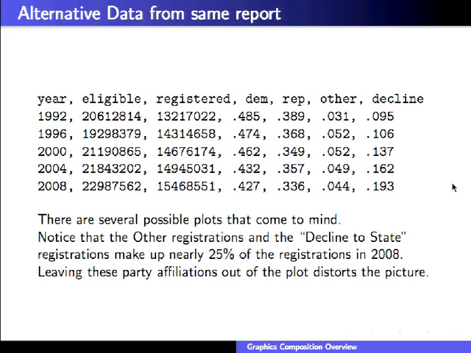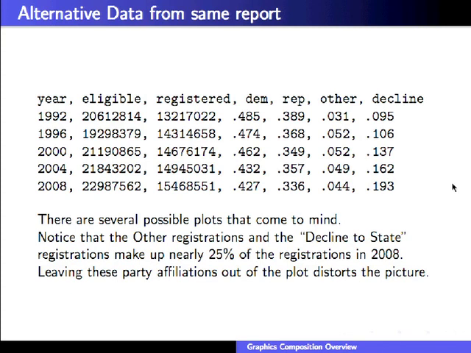What is declined to state? That's kind of special in California, and in other places it has a different title. Do you know what that is? Independent, so not affiliated with a party. What do you see here, just looking at the table of numbers? That gives a very different message from the bar chart or the bar plot.